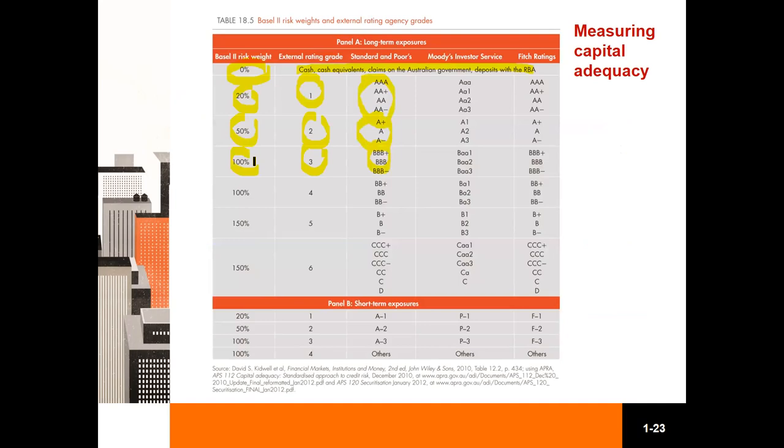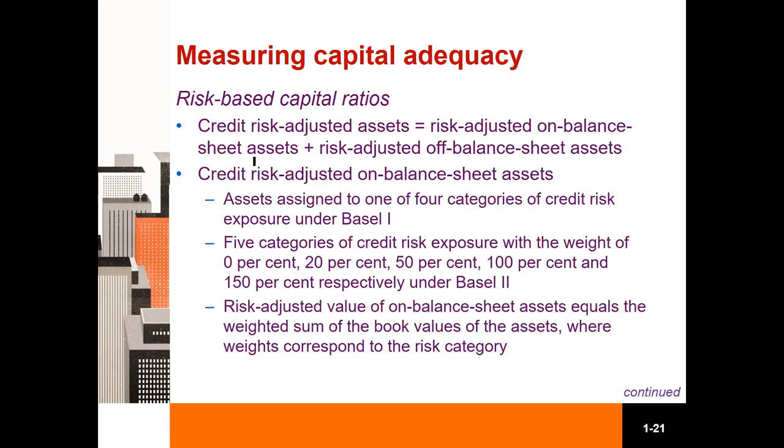Now, a number of asset classes have zero risk weighting, including cash, cash equivalents, deposits with the RBA, and claims on the Australian government. However, most depository institution assets have positive risk weighting, reflecting positive default risk. In general, only assets with a very high credit rating will have a risk weight of less than 100%. Residential housing loans receive special attention under the capital rules. This is because their default risk probabilities are impacted by loan-to-valuation ratios and the incidence of mortgage insurance.